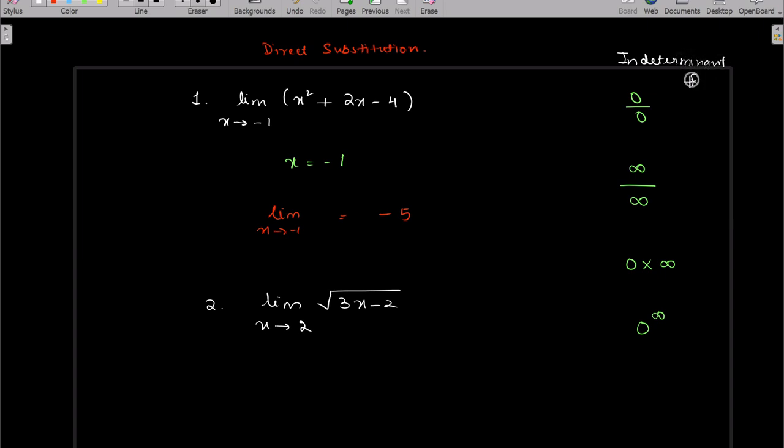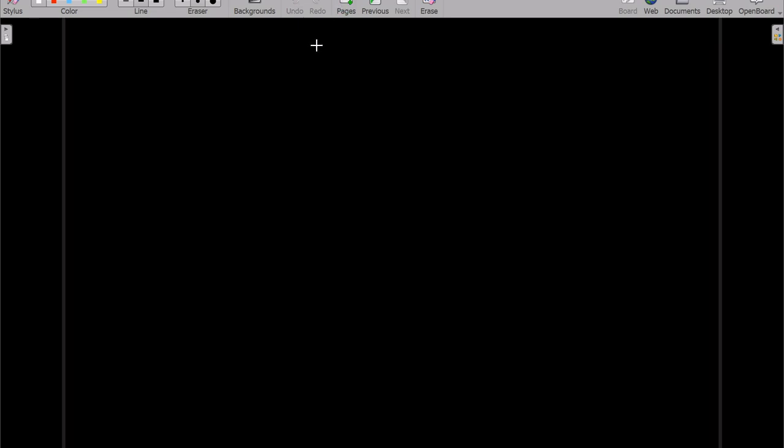Wouldn't it just be 2? Yes, so this will be 2. So in these problems, Anika, we could directly substitute the x value because we did not get indeterminate form. Now we will do the method of factor and cancel. Method number 2, factor and cancel.